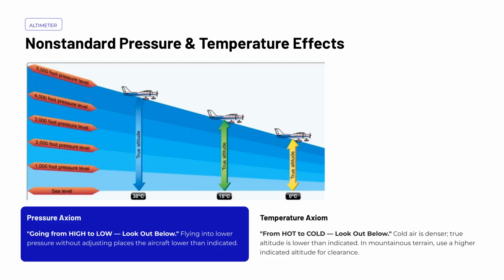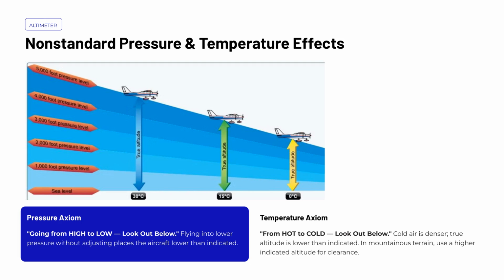2 critical axioms govern how non-standard pressure and temperature affect your altimeter, and both carry the same warning. You may be lower than you think. Starting with pressure. When you fly from a high-pressure area into a low-pressure area without updating your altimeter setting, the instrument will read higher than your actual altitude. The axiom, going from high to low, look out below, is your memory anchor. The altimeter doesn't know the pressure has changed, it only knows what you've told it. This is why obtaining current altimeter settings from weather stations and ATC along your route is so important.